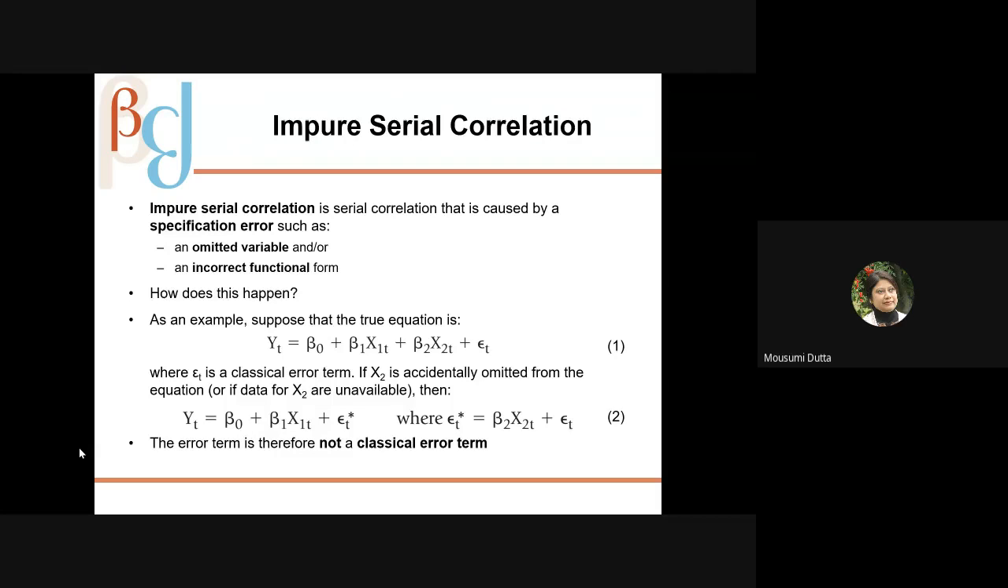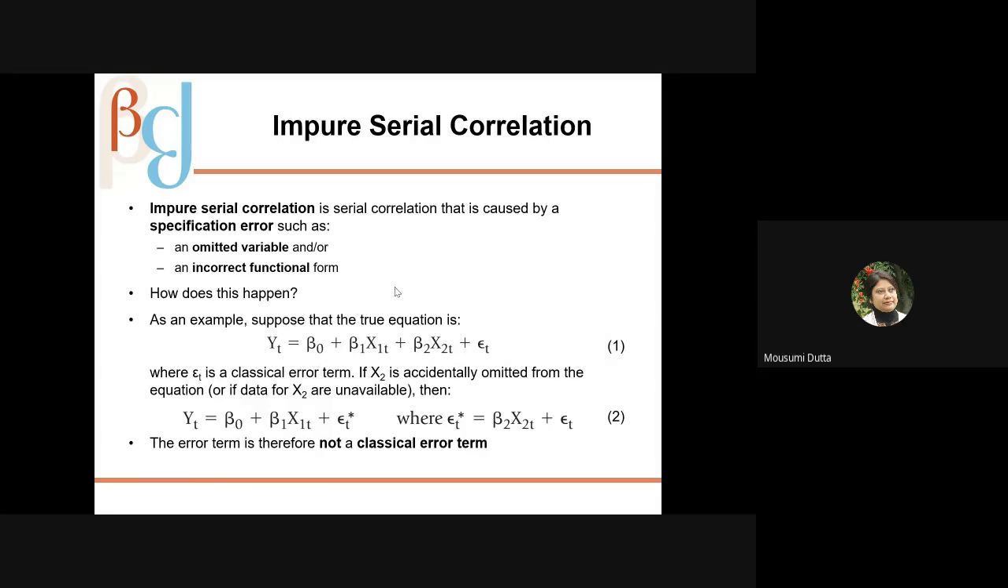Impure serial correlation is serial correlation that is caused by specification error, such as there may be some important omitted variable in the regression, or we may consider an incorrect functional form. Omitted variables or incorrect functional form.